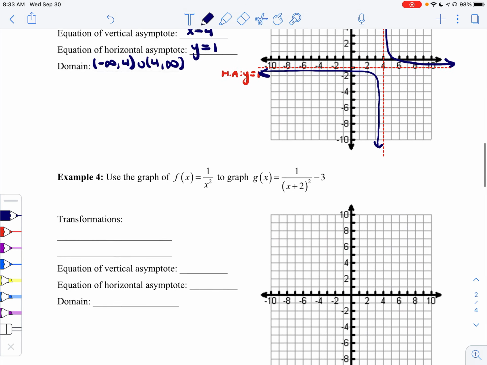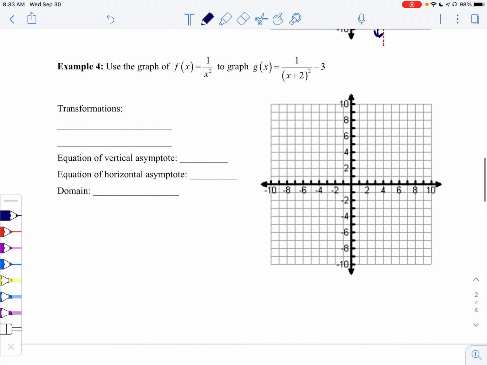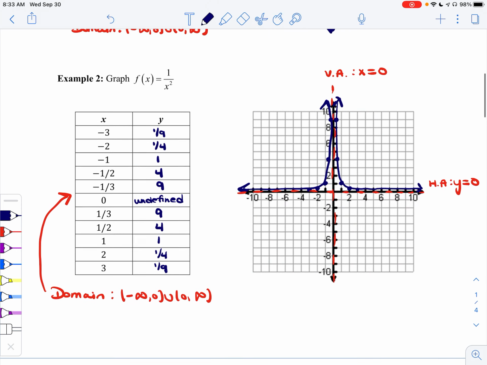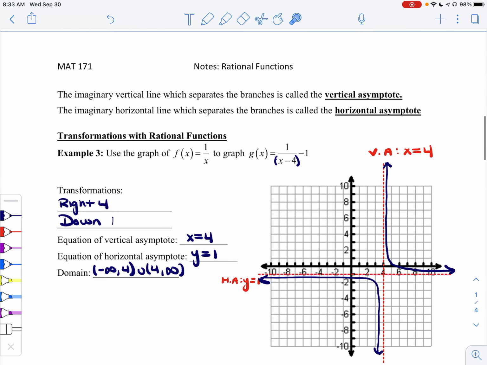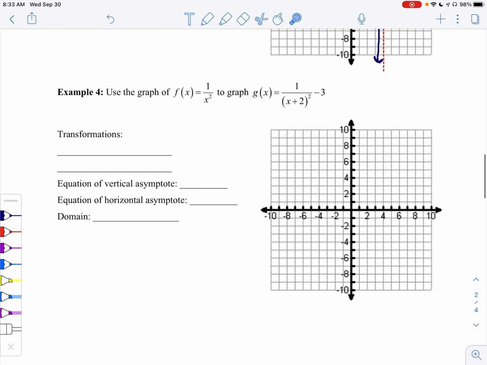Okay, let's go ahead and do one more transformation, but using the 1 over x squared function. So again, just remind yourself what that function looked like. Okay, this was our 1 over x squared. It had its vertical asymptote at x equals 0. It had its horizontal asymptote at y equals 0. And its branches were in quadrants 1 and 2. So now let's do some transformations on that.